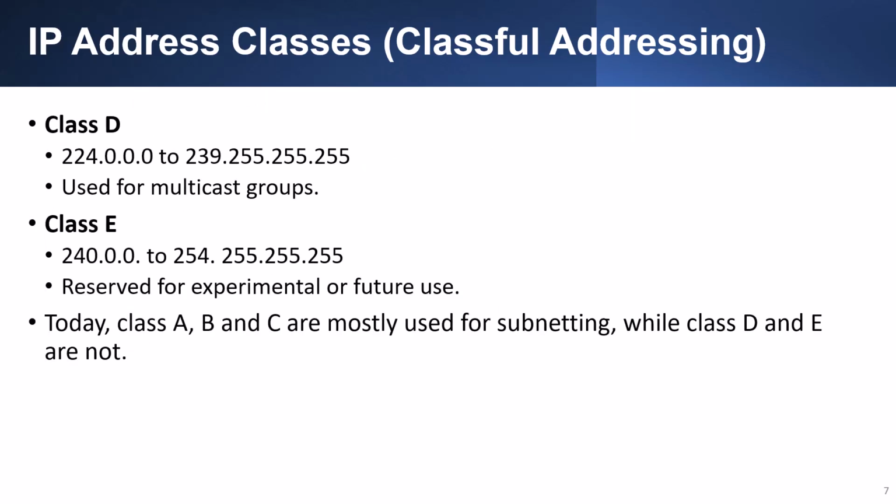There are 2 additional classes in the classful addressing. Class D is used for multicasting, and it begins between 224 and 239. Multicasting allows sending from one to many with one set of packets. Class E starts between 240 and 254 for experimental or future use. Today, Class A, B, and C are mostly used for subnetting, while Class D and E are not.